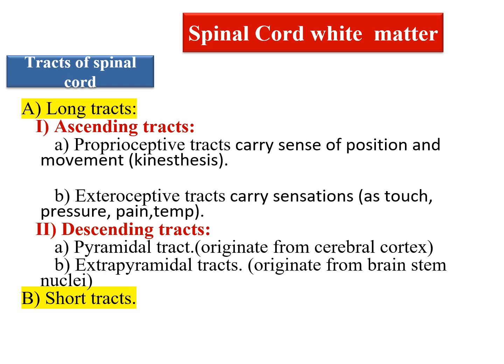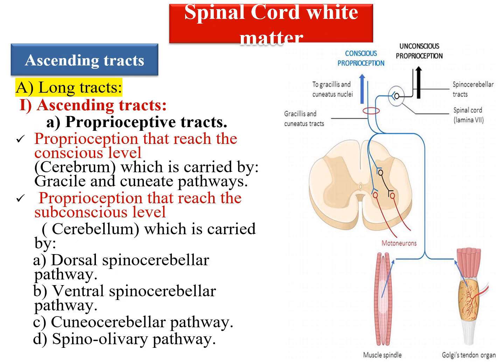As regards descending tracts, they are also subdivided into two types, which are pyramidal and extrapyramidal tracts. Pyramidal tracts originate from the cerebral cortex, and extrapyramidal tracts originate from brainstem nuclei. So the difference between pyramidal and extrapyramidal is that the origin of pyramidal tracts is the cerebral cortex, but the origin of extrapyramidal tracts is the brainstem. And another type of tract of the spinal cord is called short tracts, as I have said before. So let's talk about long tracts, which are subdivided into ascending and descending.